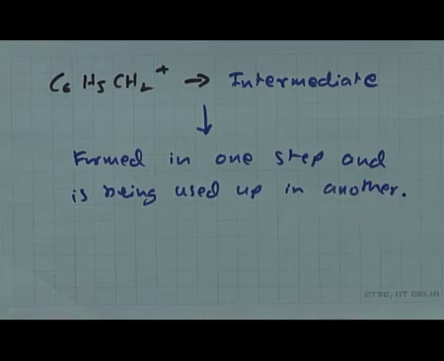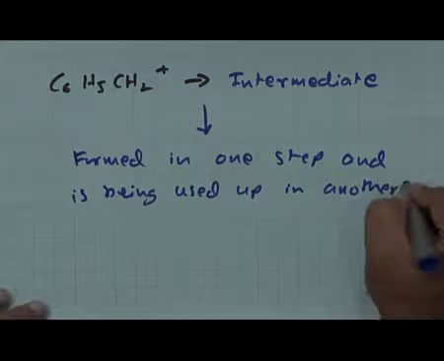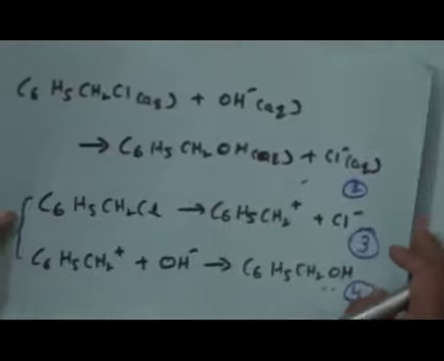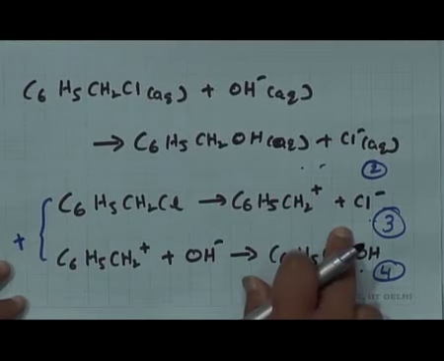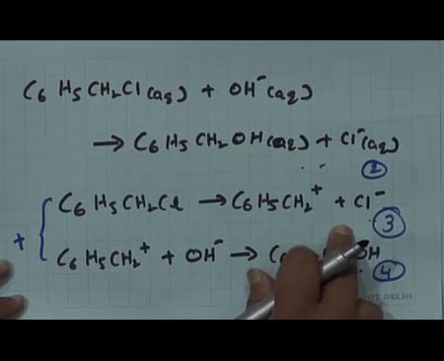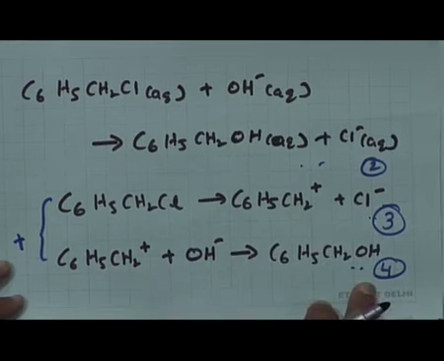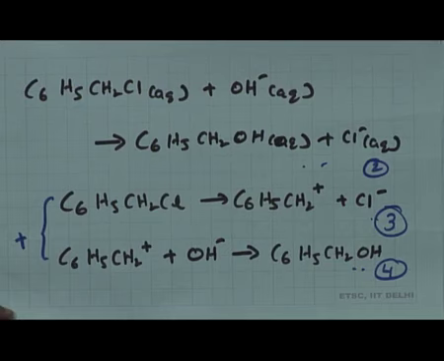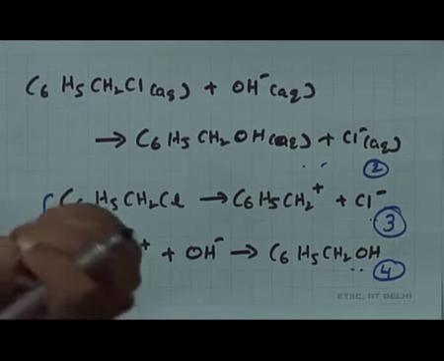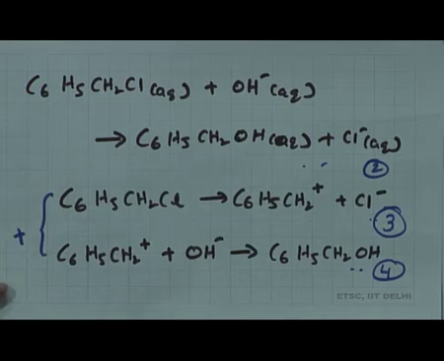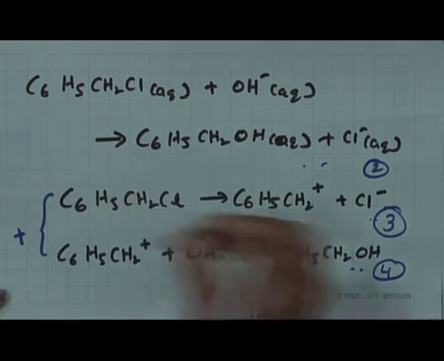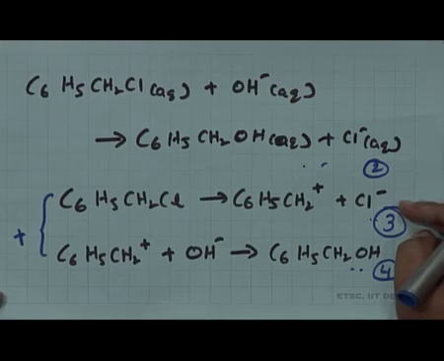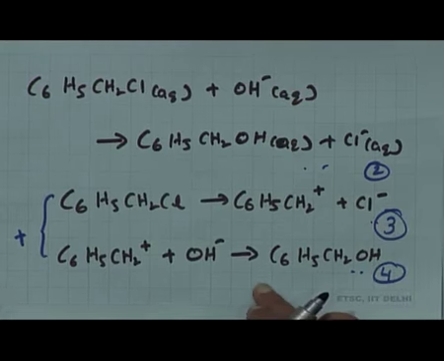It is being formed in one step and is being used up in another. Just like this, if we go back to the reaction again, you can see it is formed in elementary reaction 3 and it is being used up in elementary reaction 4. So that is why it is called an intermediate. It is something in between the reactants and the products. It is formed through one elementary step, but it is used up in the next elementary step, so that it does not appear in the final reaction. That is what an intermediate is referred to as.